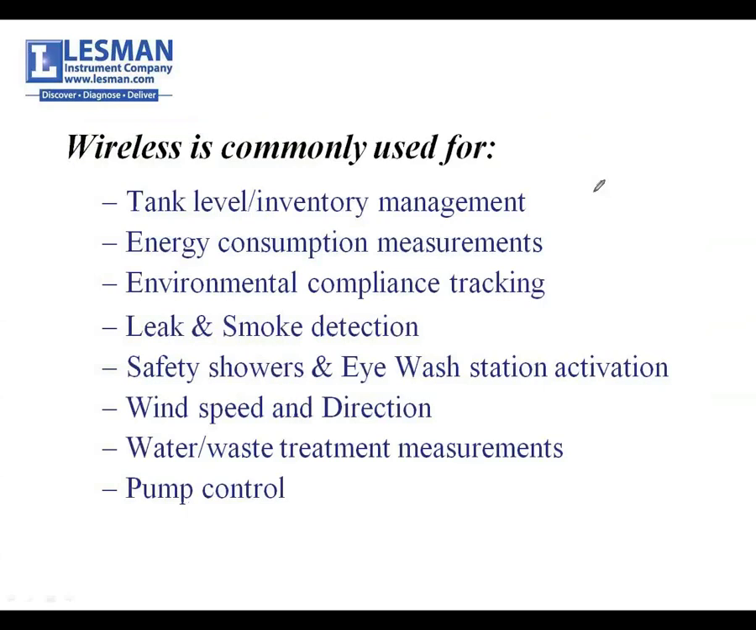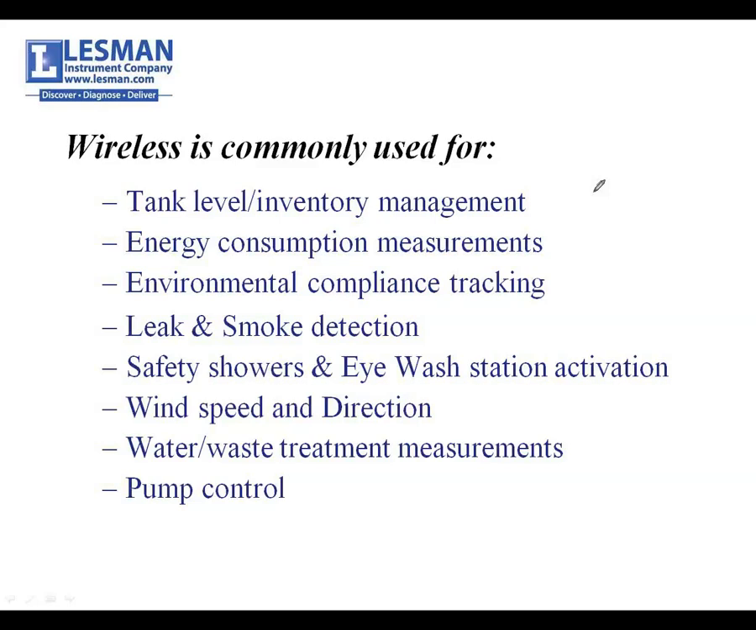Okay? Common things we use them for, lots of tank level and inventory management. Many people have tanks in the back part of the parking lot that have pumps and lights, but nobody knows what's in them. Energy consumption measurements, environmental compliance tracking. Safety showers is a big one. If a safety or eye wash station goes off, somebody needs to know because somebody's in trouble.